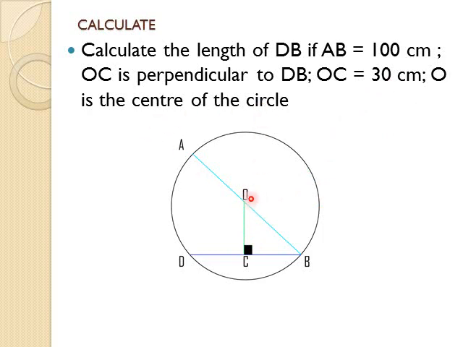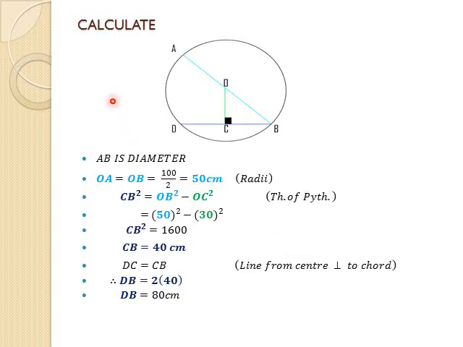So already from Theorem 1, we should remember OC is perpendicular to that line, then automatically it means DC equals CB. But let's look at the problem. So first, we should note if O is the center and AB goes through the center, then AB is a diameter. Therefore, I can state that OA equals OB. They said AB equals 100 centimeters, so to get OA and OB, say 100 divided by 2, which gives me 50 centimeters.